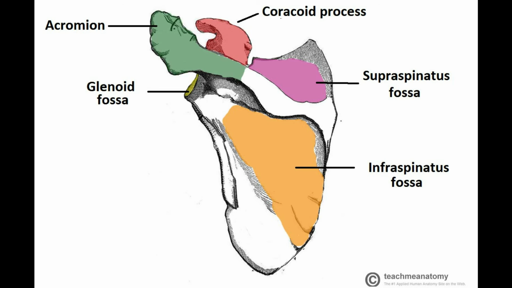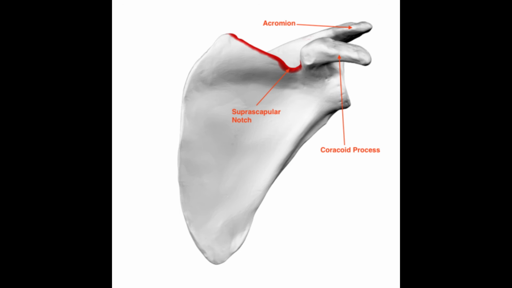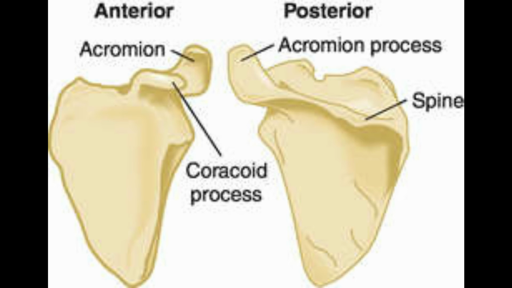Now have a look at the second process. The second process is named the acromion process. It has two borders, medial and lateral, including two surfaces named the superior and inferior surfaces, and it is actually the site of connection between the clavicle and the scapula.